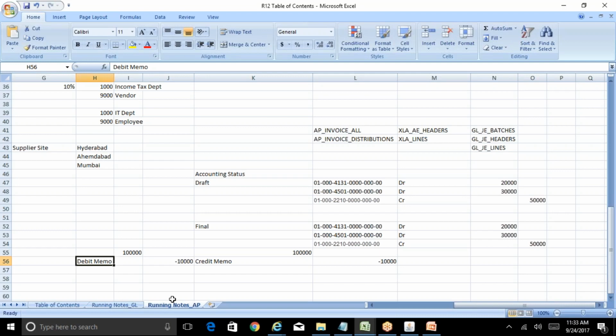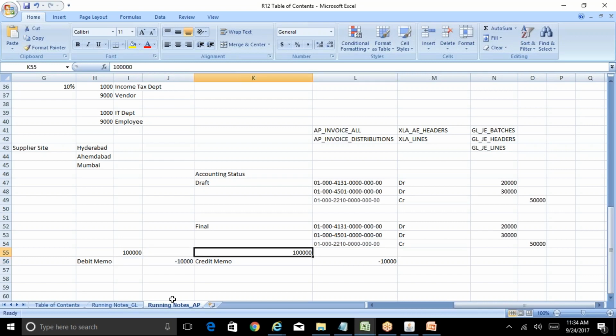Reliance Communication has realized that there is a defective product, and we have raised a debit memo and given it to the vendor, saying that, boss, I'm not going to pay you 10,000 rupees. So 100,000 minus 10,000 is the net balance due, and I'm going to pay you only 90,000. If you run an aging report within AP, we have aging reports in AP also, similar to AR. When you run an aging report, which will show you the outstanding balance against the vendor, it will show you only 90,000 rupees.